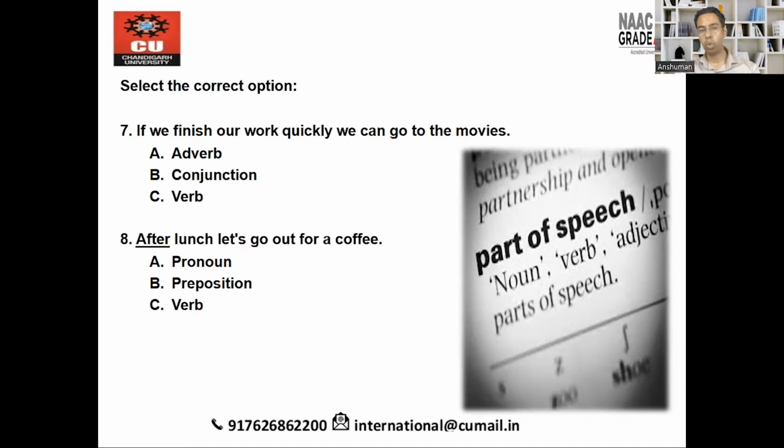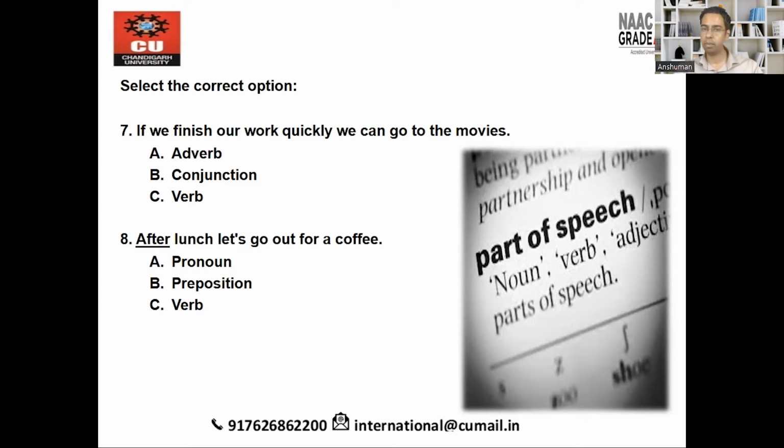Now here, quickly is an adverb because it is modifying a verb. What is an adverb? Adverbs are words which modify a verb, an adjective, or another adverb. So in this sentence, if we finish our work quickly, we can go to the movies. That means finish our work is a verb, and quickly is an adverb, which is talking about how the work is going to be completed. So that is why the answer of question number 7 is A.